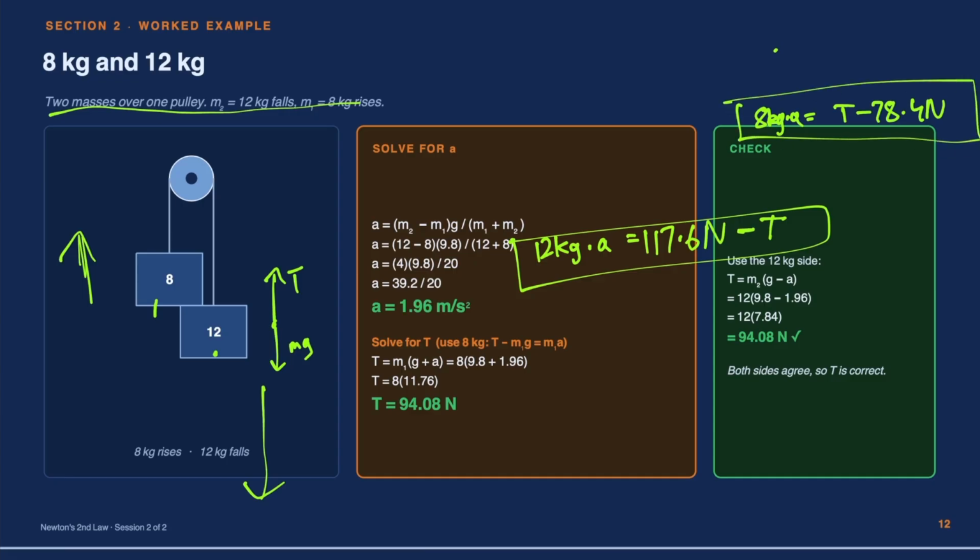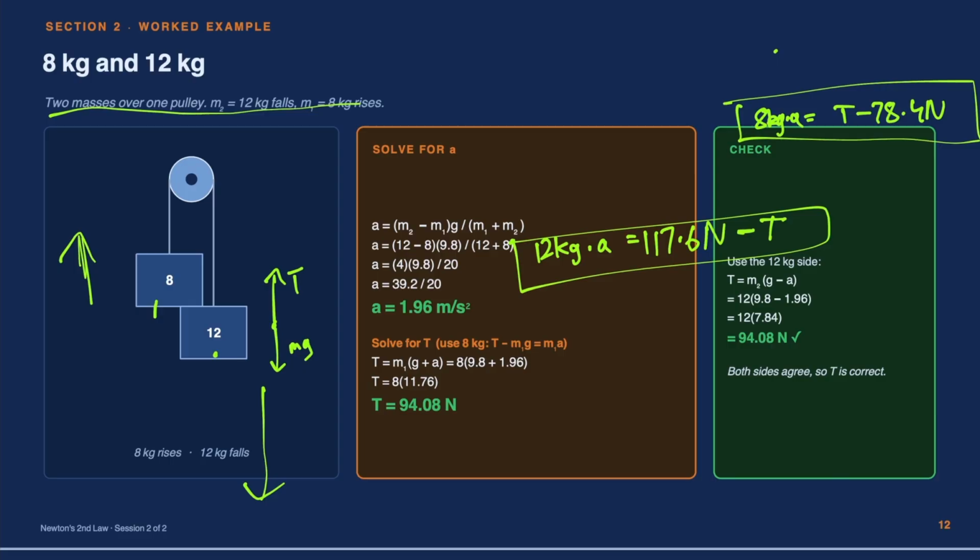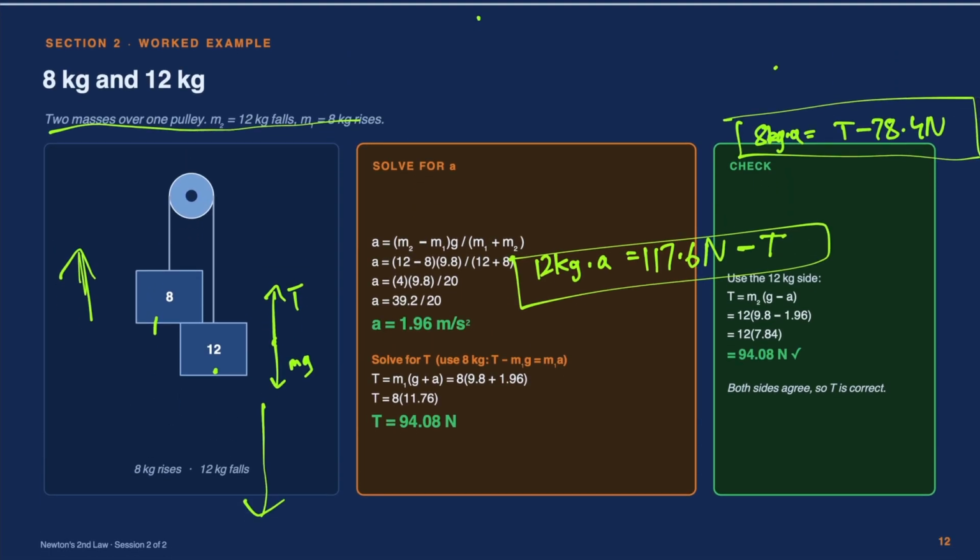And then we could add both equations to get 20 kg times acceleration is equal to, the positive T and negative T cancel out, 117.6 newtons minus 78.4 newtons, so 39.2 newtons, and acceleration is equal to that divided by 20, so 1.96 meters per second squared. Pretty straightforward, right?